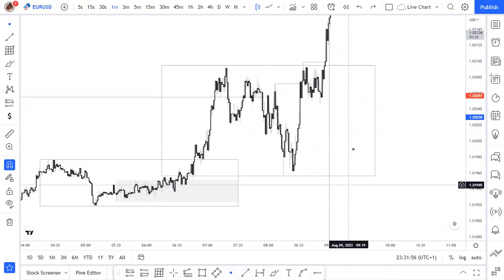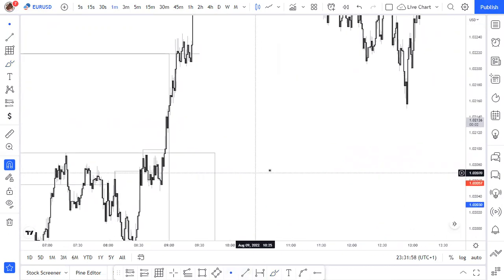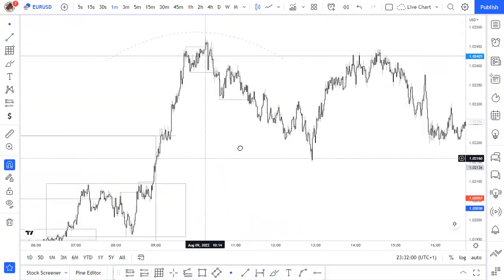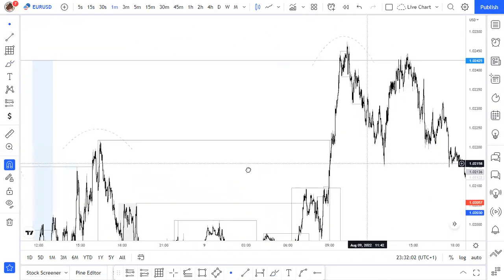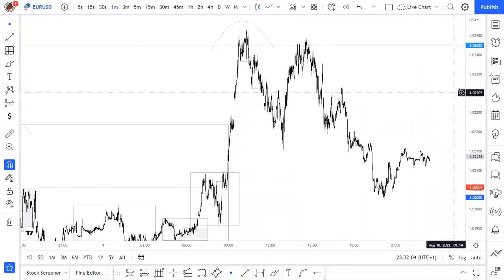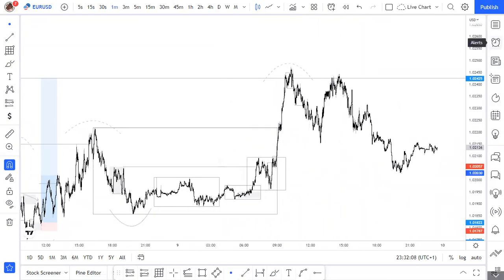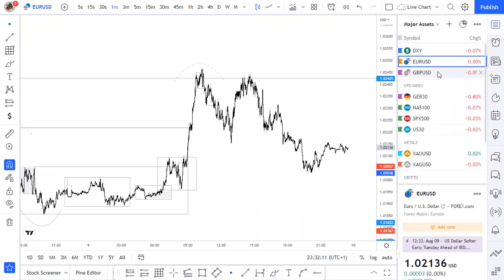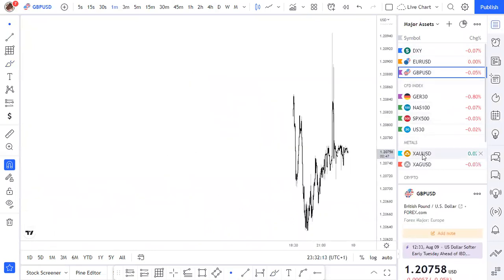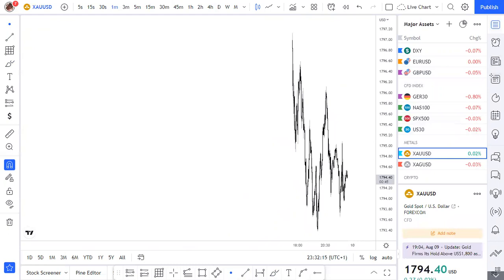On EUR/USD, I didn't really take the trade. I had to leave the order, but later on it was triggered. Let me just show you. It was a good one.